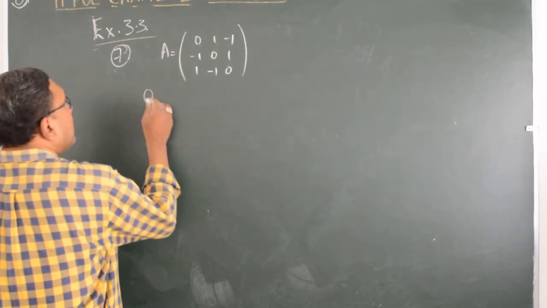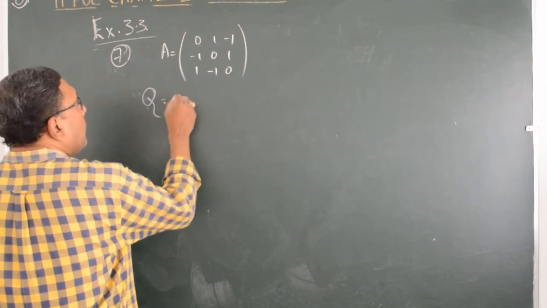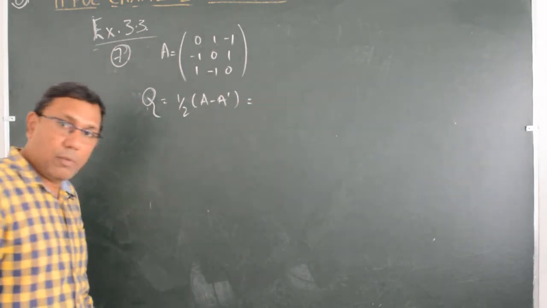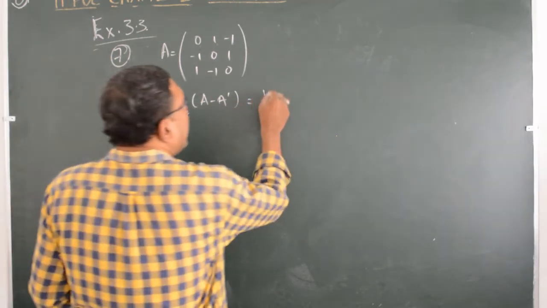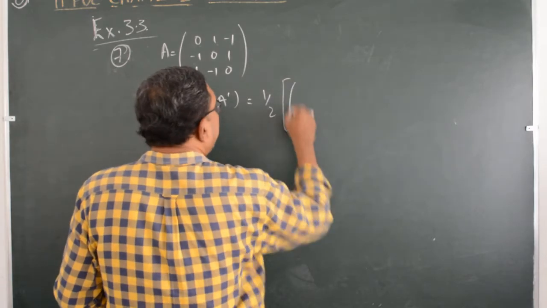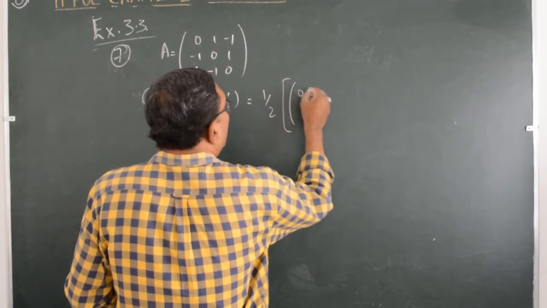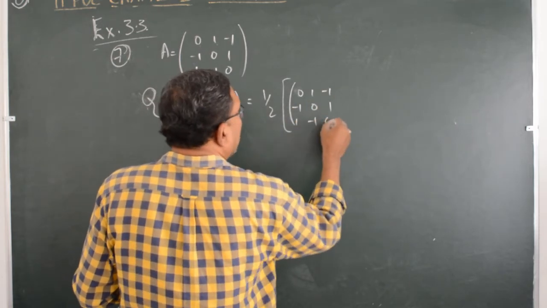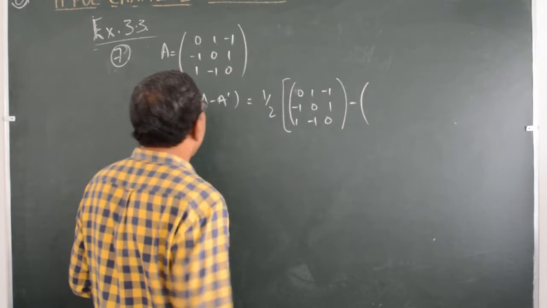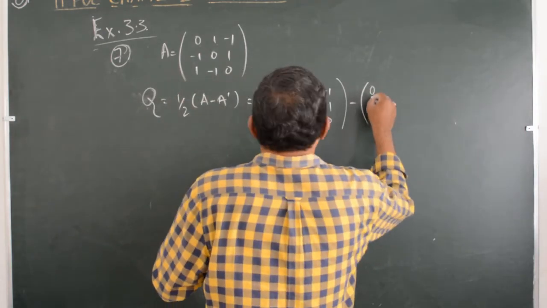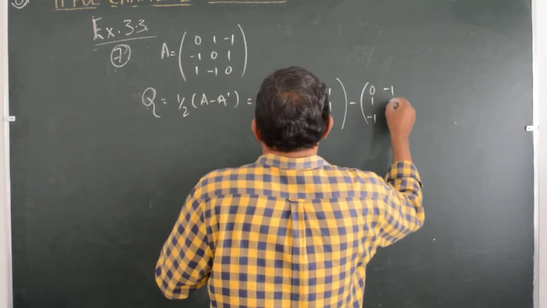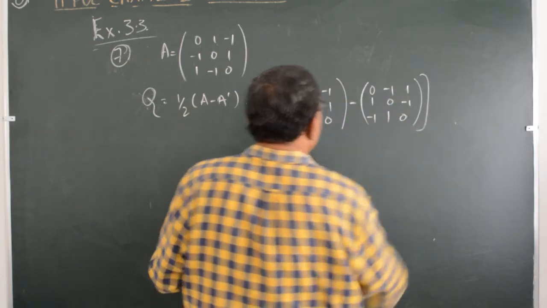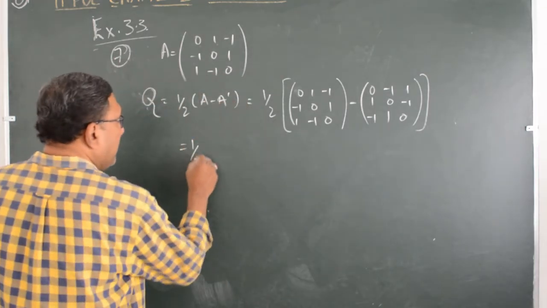Very simple. Let us take Q, which is equal to half (A minus A transpose). See what we get. I'll keep half outside and take A: 0, 1, minus 1; minus 1, 0, 1; 1, minus 1, 0, subtracted by its transpose: 0, minus 1, 1; 1, 0, minus 1; minus 1, 1, 0. Let's subtract. I'll still keep half outside.